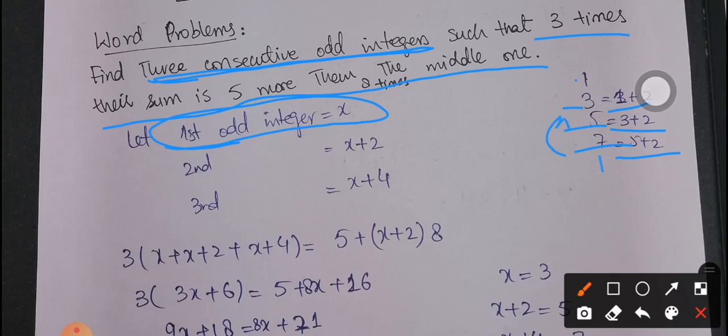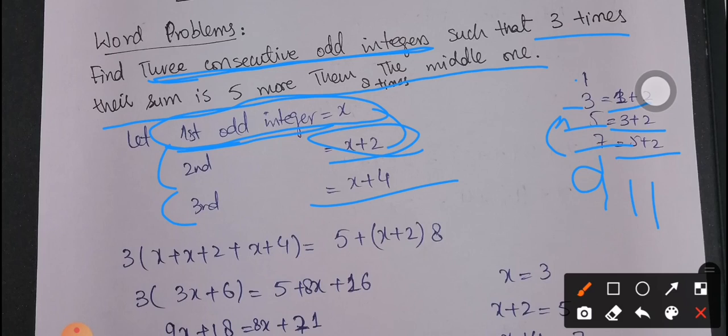For example, 7 plus 2 is equal to 9, 9 plus 2 is equal to 11. So in order to get the next odd integer, add 2 to the previous one. If the first odd integer is x, the next one is going to be x plus 2, and for the third integer we have to add 2 to the previous, that is x plus 2 plus 2, which is x plus 4. So these are the three consecutive odd integers we have assumed.